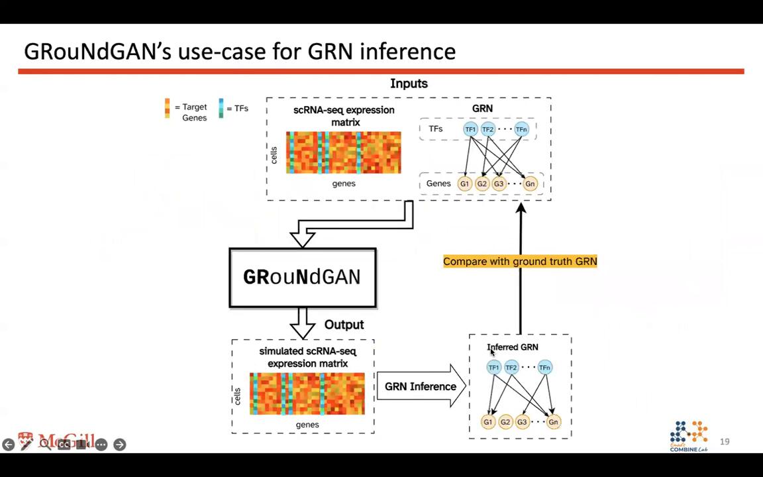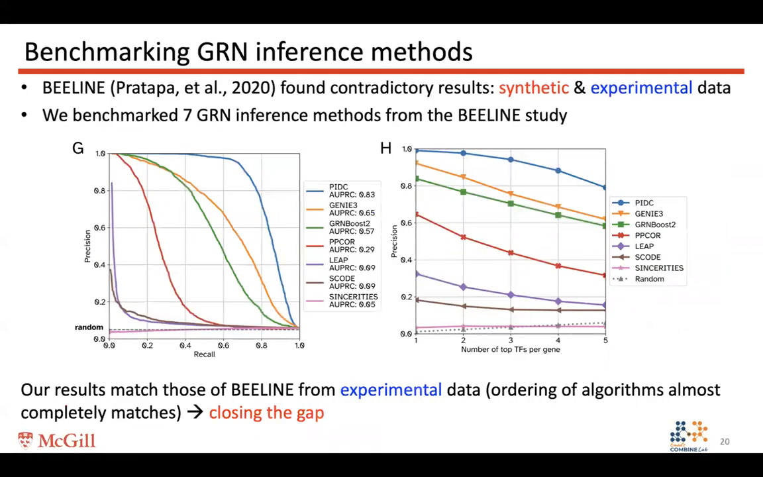So going back to the use case of GRN inference method benchmarking, we simulated data using GRouNdGAN, and we used 7 GRN inference methods benchmarked in the BEELINE study. And here you can see their performance using 2 different metrics. And strikingly, the order of the performance of these methods almost perfectly matched their order in the original BEELINE study when applied to the experimental data, and not their ordering based on their synthetic data, which was quite exciting to us because it showed that we have been able to bridge the gap between the experimental and synthetic data for this kind of use case.